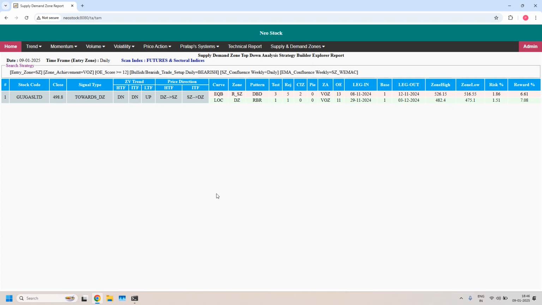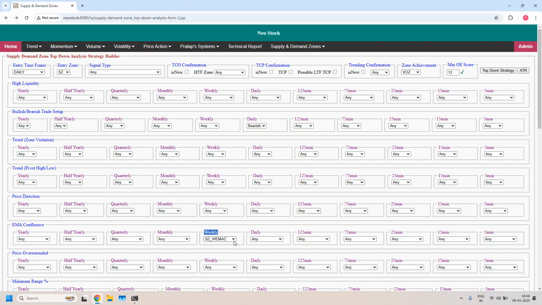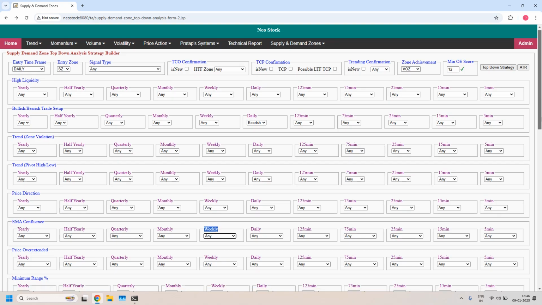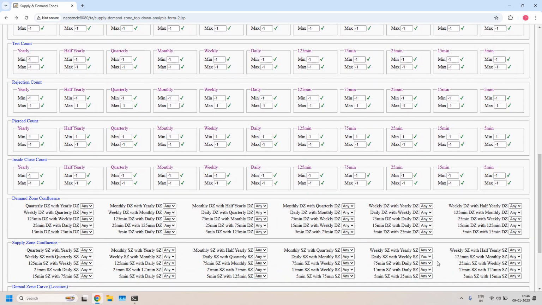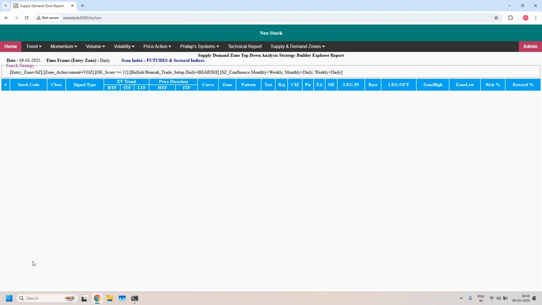Okay, now let's verify how many are having LTF, ITF, HTF supply zone confluence out of the 3. So I'm removing the EMA filter. In the supply zone confluence, 3 filters we have to set. First filter is already enabled. Second filter, daily with monthly supply zone confluence. Third filter, weekly with monthly supply zone confluence. With all the 3 filters, we did not get any stocks. That means there are no stocks having LTF, ITF and HTF supply zone confluence. That means daily, weekly and monthly zone confluence stocks are not there.